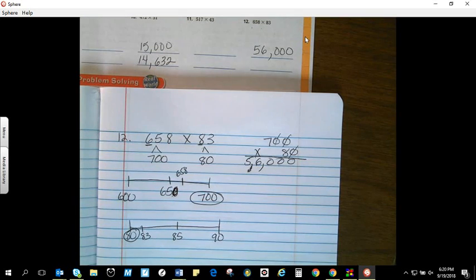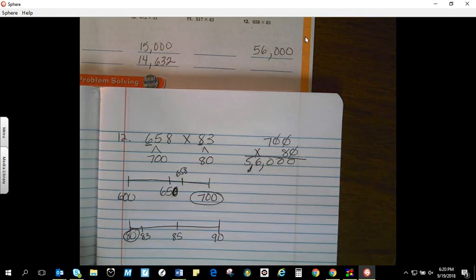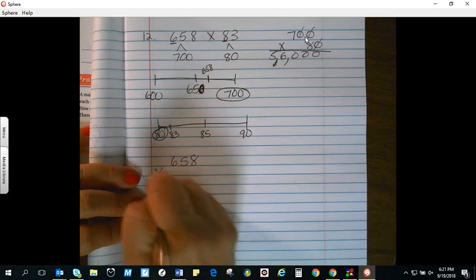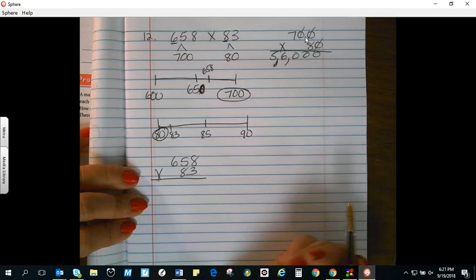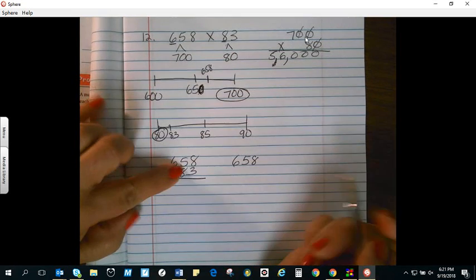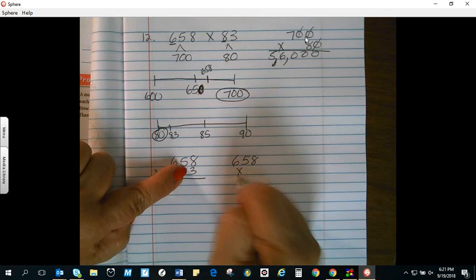56,000. All right, now we're going to do the actual partial products to solve the problem. 658 times 83. So I'm having 658. What's in my ones place? 3. So it's times 3.